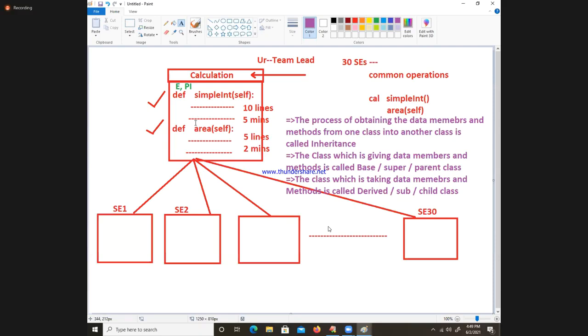But they are not available with you physically. That means simple interest is available in SC1, and the area function is available in SC1, but they are not taking any memory space. You are not writing the code physically. Simple interest is available, area is available, not taking any memory space, not writing the physical source code.